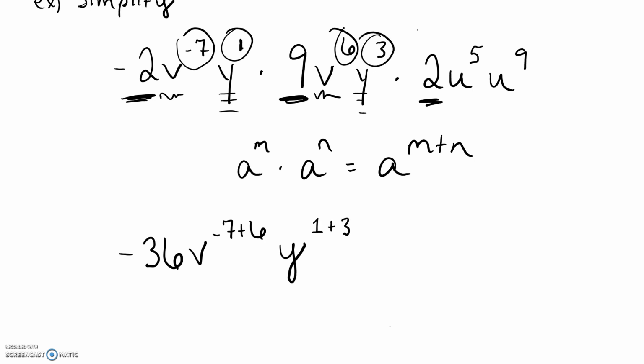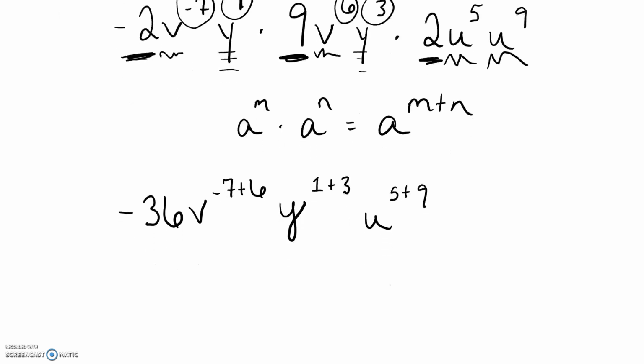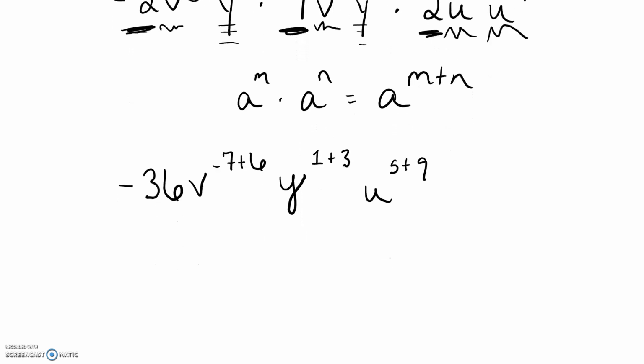Okay, and then last we do have a u, two u's, so they are being multiplied. Let's go ahead and add 5 plus 9. So do your addition. -7 plus 6 is v to the -1. 1 plus 3 is 4, y to the 4th, u to the 5 plus 9.